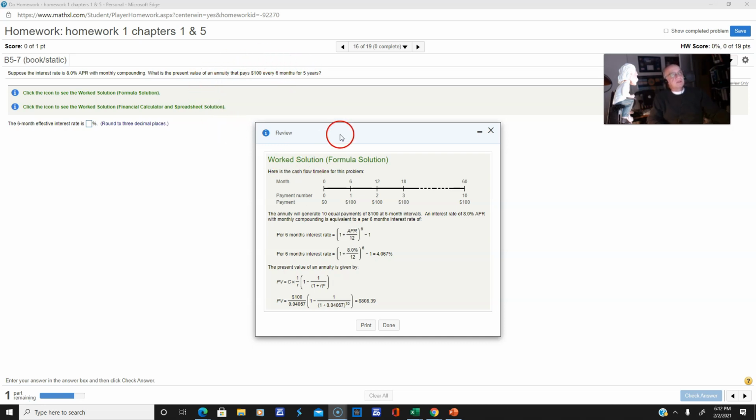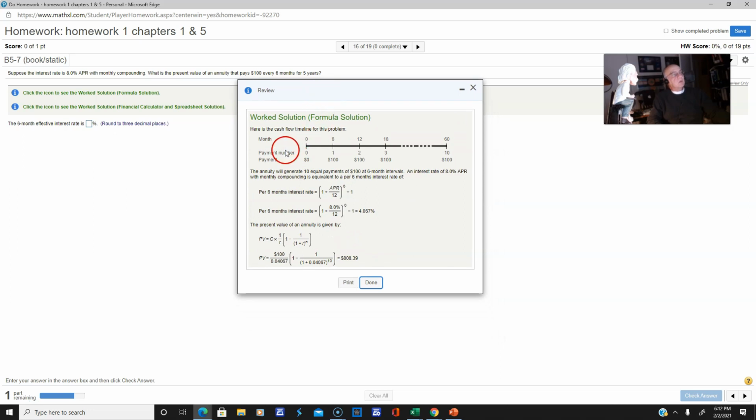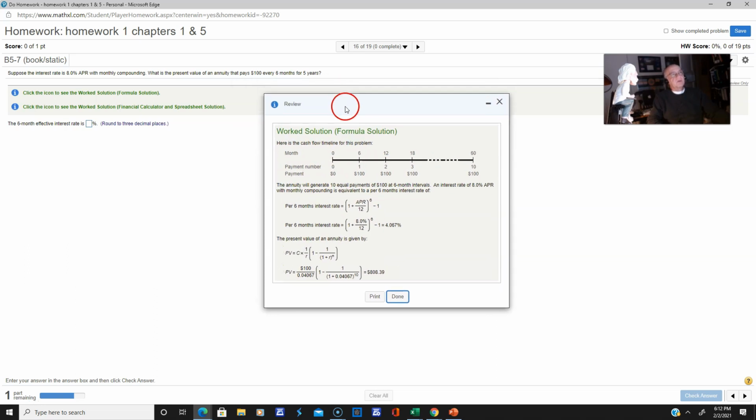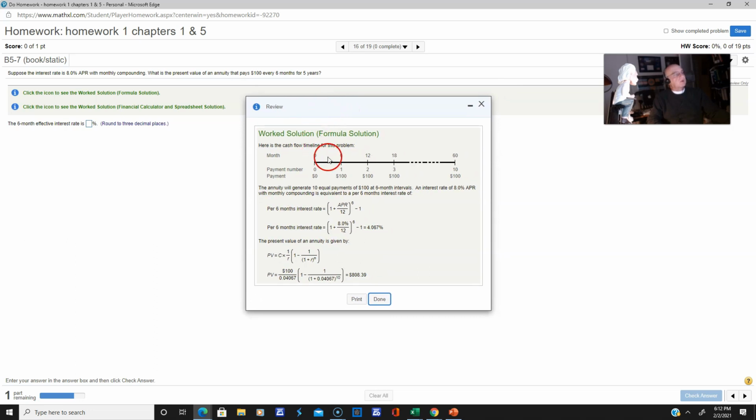All right, so let's look at the formula or equation first. Here's the timeline. It pays you $100 every 6 months, right? So you're going to end up with 10 payments of $100 every 6 months. Does everyone see this timeline? Now we've got to do everything in terms of months first of all, and then we'll basically turn it into 6 months.